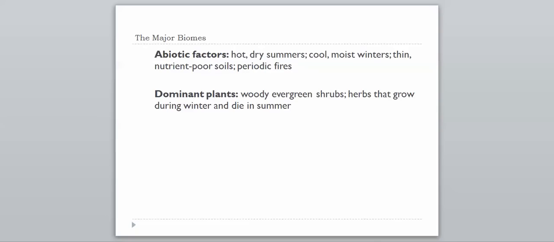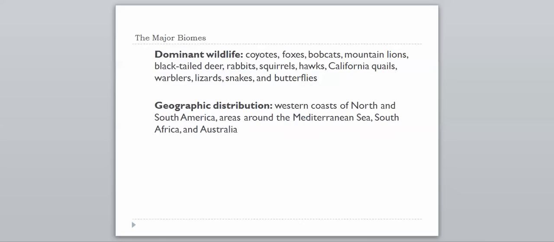So our abiotic factors, we have hot, dry summers, and there's cool winters with a lot of precipitation. There's thin, nutrient-poor soils, as well as periodic fires, which periodic just means they could happen at any period of time. And the dominant plants would be shrubs and herbs that grow during winter and die in the summer. So kind of almost like an opposite of what you would think, because usually your plants grow in the warmer months and then die off when winter comes around.